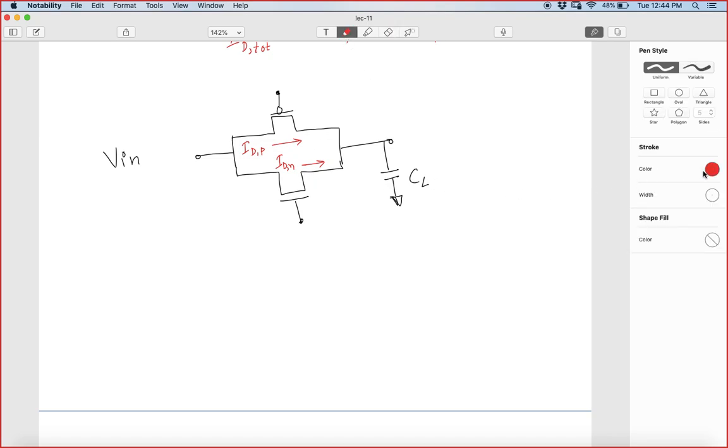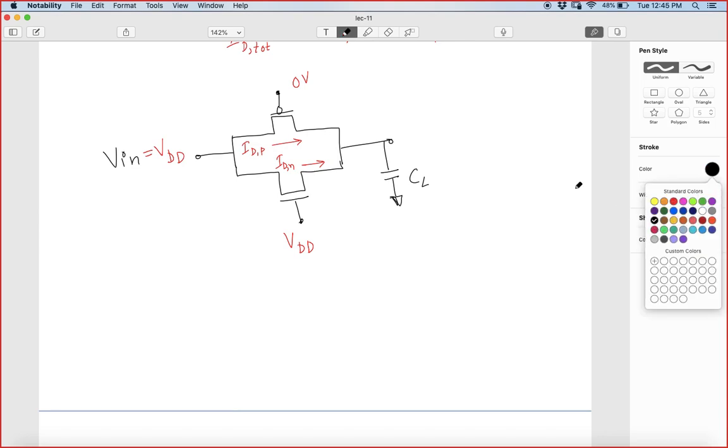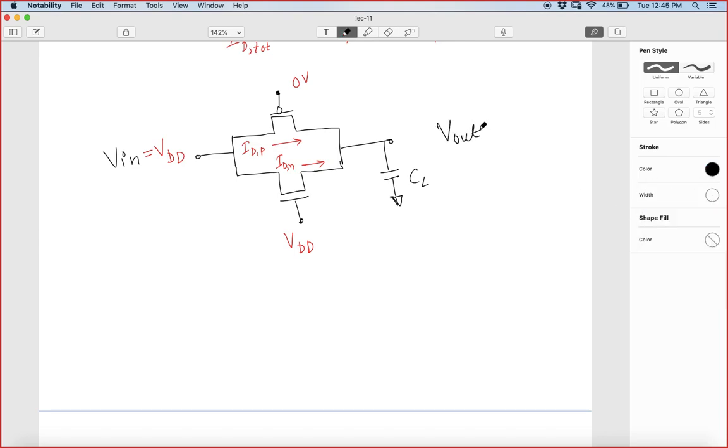So in this situation, I have applied a VDD because I want to turn this on, and I have applied 0 volt here, and my Vin is equal to VDD again. Then we want to see, as this Vout varies, how the operating regions of the two MOSFETs vary. Vout is starting from 0 volt and increasing.